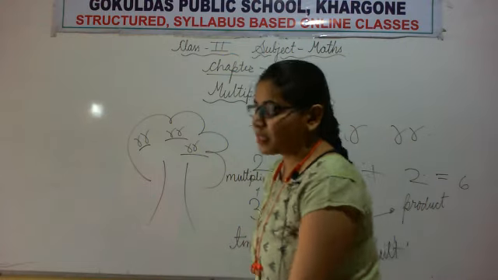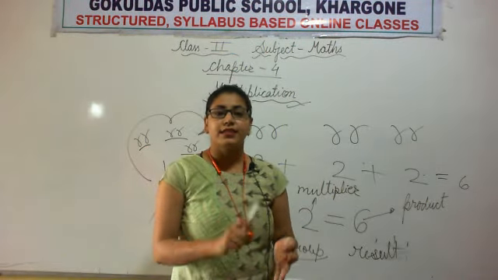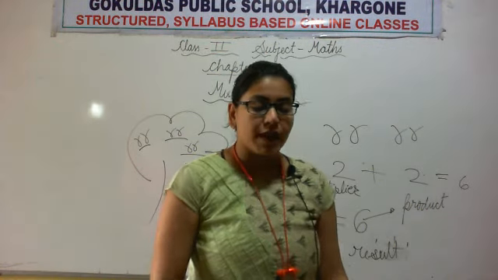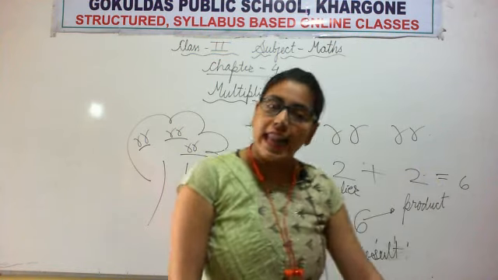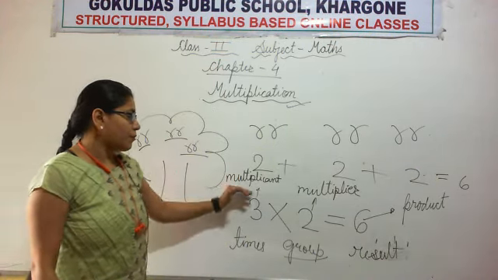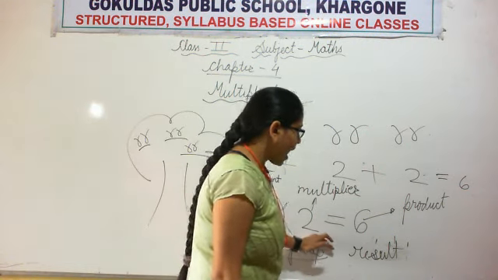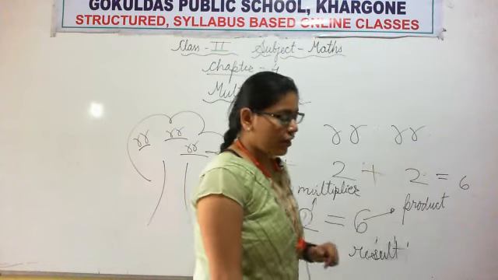See, some terms were there in addition: first addend, second addend, sum and total. Some terms were there in subtraction: minuend, subtrahend, difference. Likewise, some terms in multiplication are also there: multiplicand, multiplier and product. The result we will call the product.